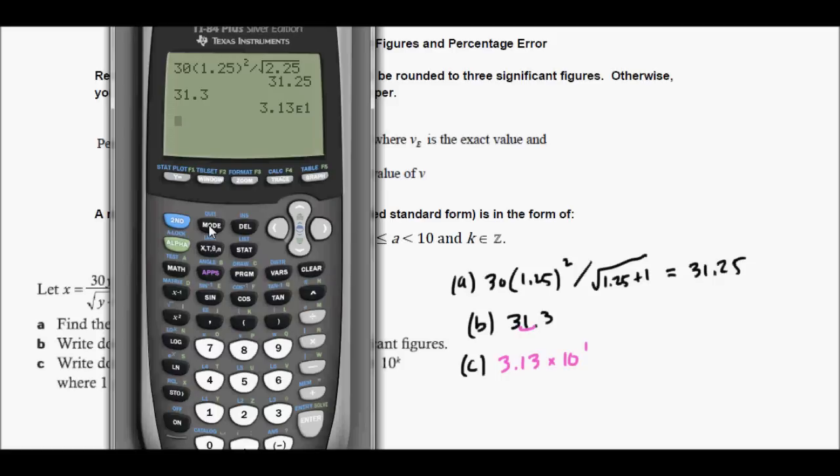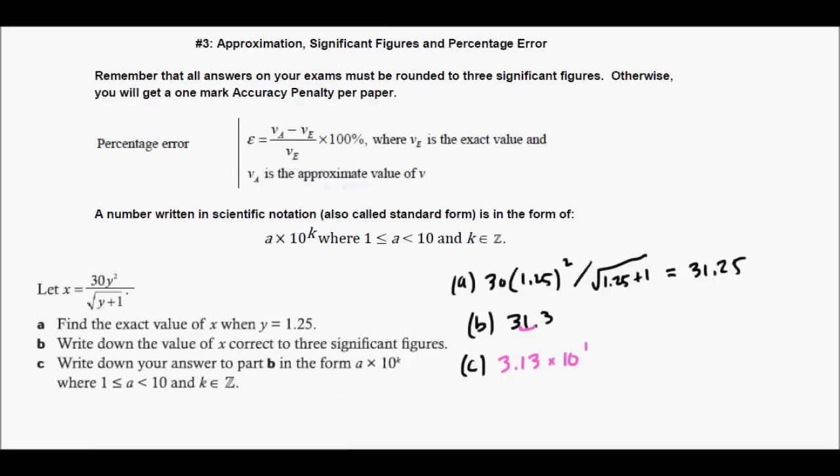Now the only problem with this is you've got to make sure you put your mode back to normal when you move on to other problems, or all your answers are going to be in scientific notation, and you don't necessarily want that. Not that it would be the worst thing in the world, but okay, so you're good to go with that, and let's go on and try another one.